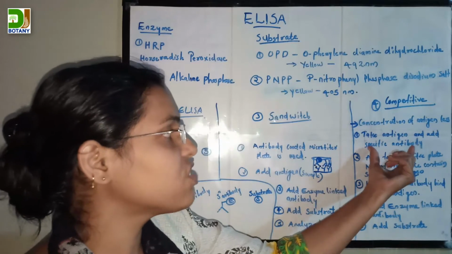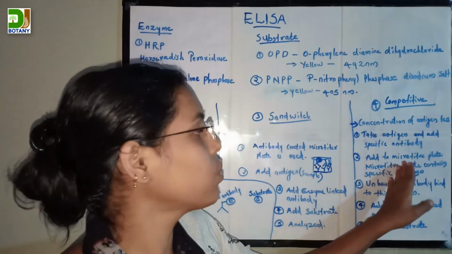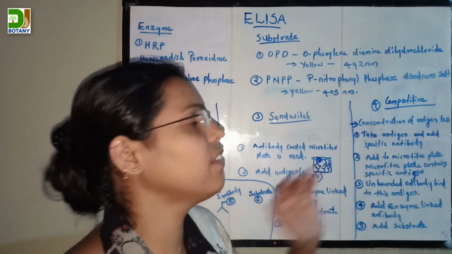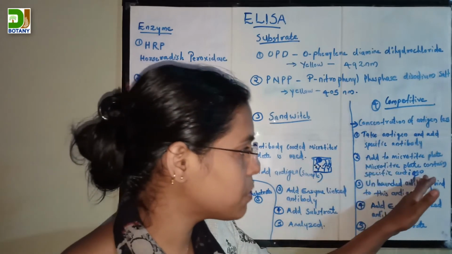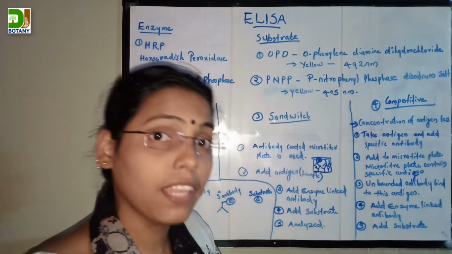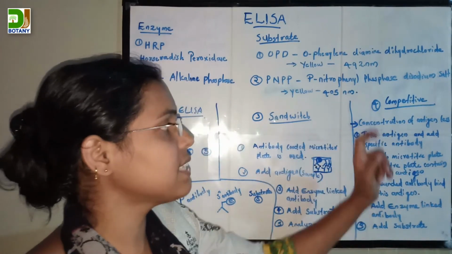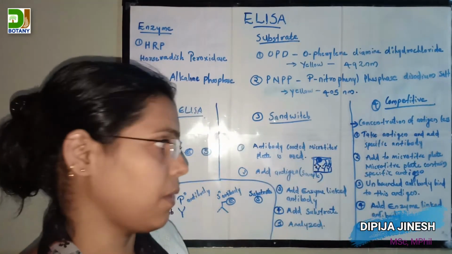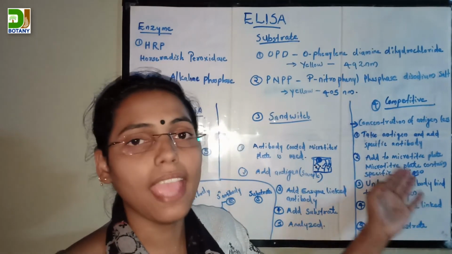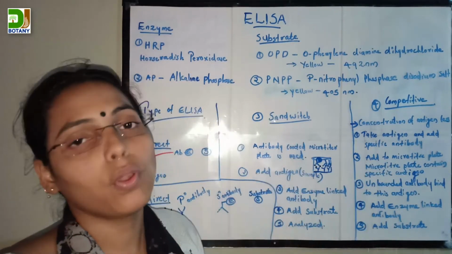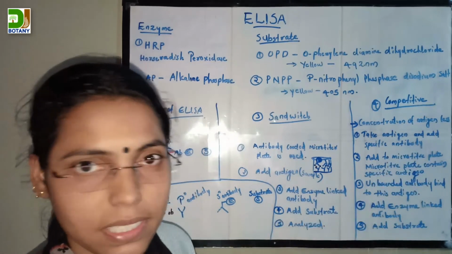Then this entire mixture is added into the microtiter plate. The microtiter plate is always coated with a specific antigen. To this microtiter plate we add the first mixture, that means the antigen and antibody mixture. So the unbound antibodies react with the antigen present at the bottom of the microtiter plate, and the antigen-antibody complexes are formed.